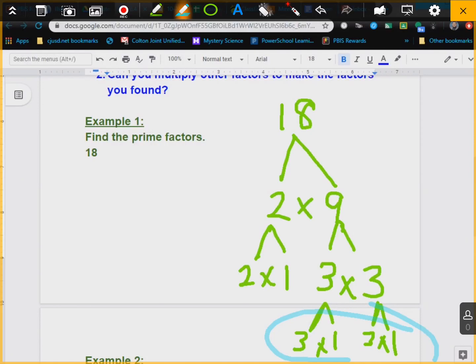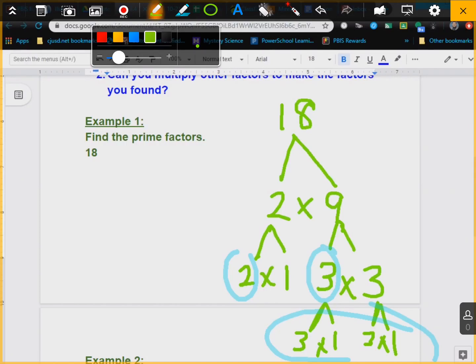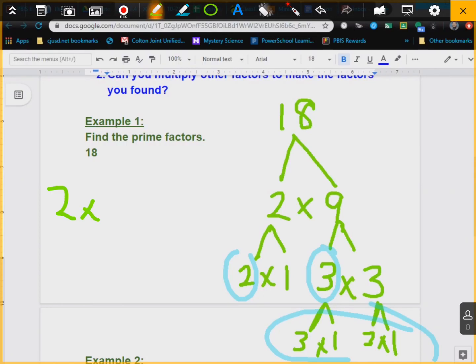So I know that my prime factors are 2 and 3. Those are my prime factors because those are the numbers I can use to multiply, and when I use them, they multiply into 18. It'd be 2 times 3 times 3. Those are the prime factors to multiply into 18.